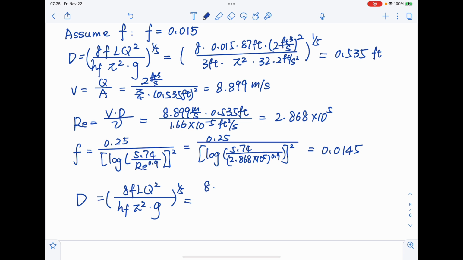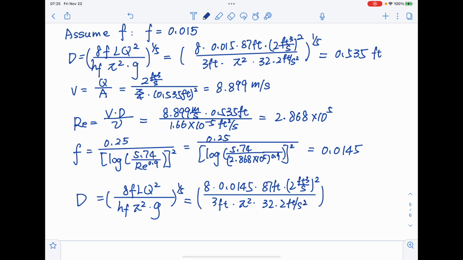So it's 8 times 0.0145 times 7 feet times 2 cubic feet per second squared over 3 feet times pi to the power of 2 times g. It turns into the power of 1/5. And this should give you 0.531 feet. Okay.